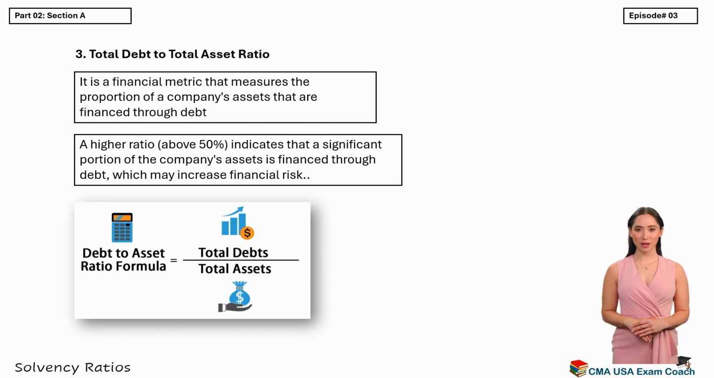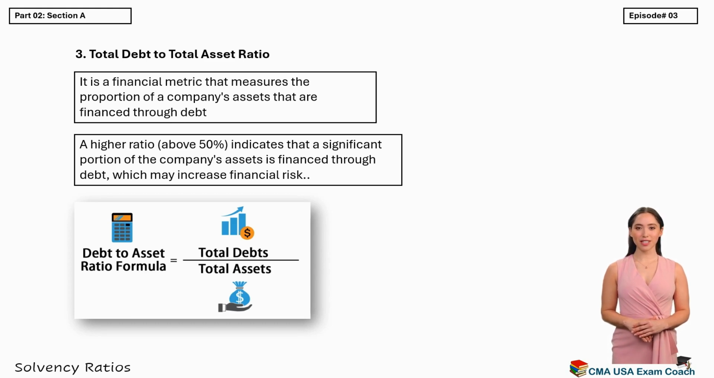On the other hand, a lower ratio shows that the company is using more equity to finance its assets, which generally means lower financial risk. Companies with lower debt dependency are often seen as more financially stable. The formula is total debt to total assets ratio equals total debt divided by total assets. Why is this ratio important? It helps investors and creditors assess the financial health of a company.